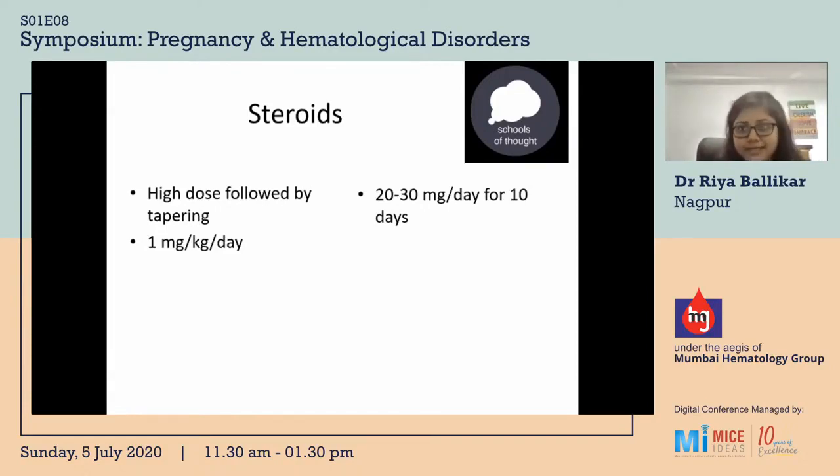The dose of steroids, again, there are two schools of thought. One says high dose steroids, 1 mg per kg, taper it, and then put the lady on maintenance till the platelet is more than 50,000. Then you again start tapering the dose and stop the steroids completely. Another school of thought says 20 to 30 mg per day for 10 days is sufficient, and you give it when the patient is near term.